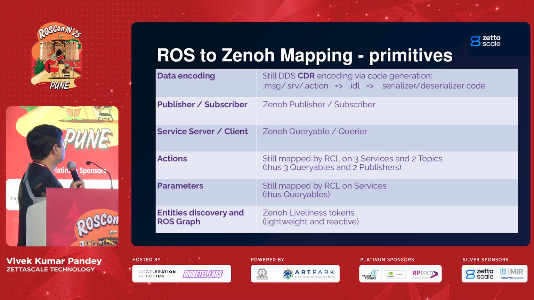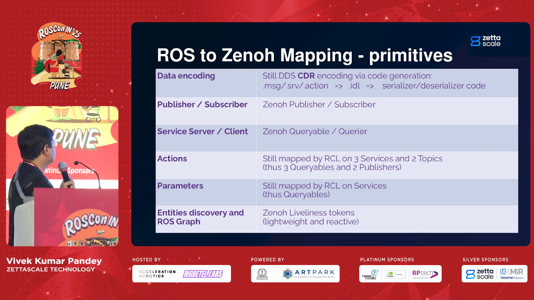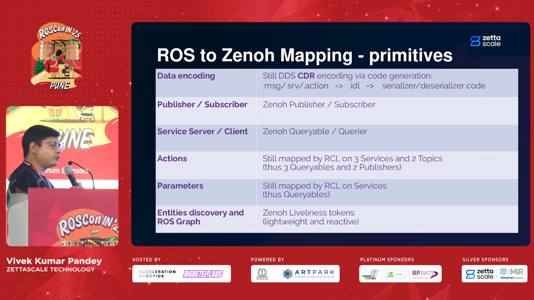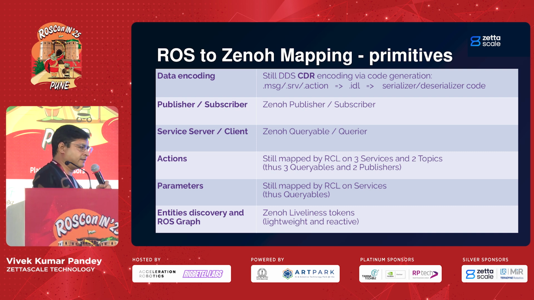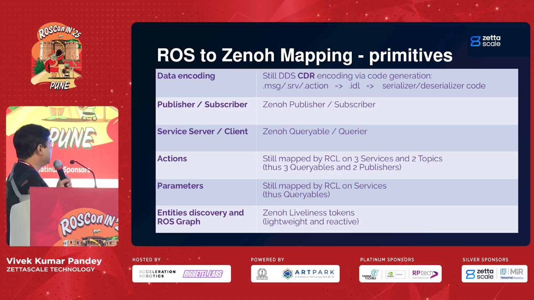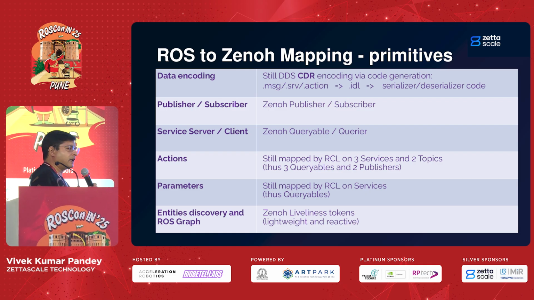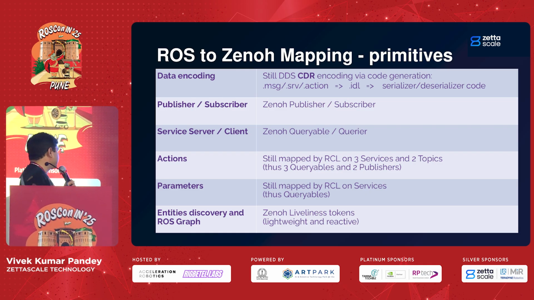Now come to the ROS 2 primitives and Zenoh abstraction mapping. For encoding, Zenoh supports different types of serialization, not only CDR, but for RMW Zenoh, we rely on the DDS CDR. ROS 2 has publisher and subscriber, so we map those to the Zenoh publisher and subscriber. For the service server and client, we map to the queryable and querier available in Zenoh.